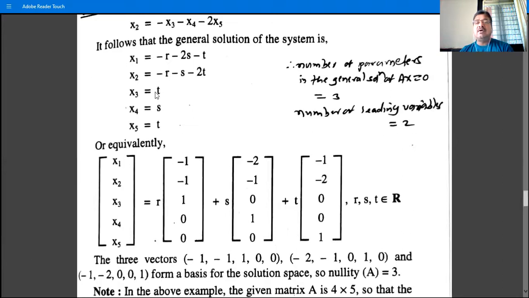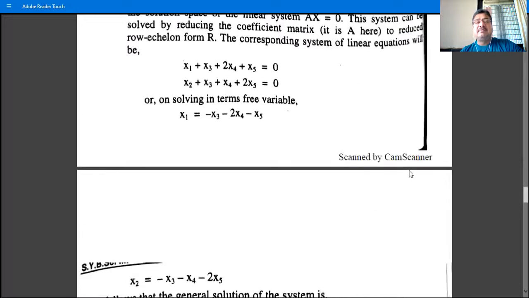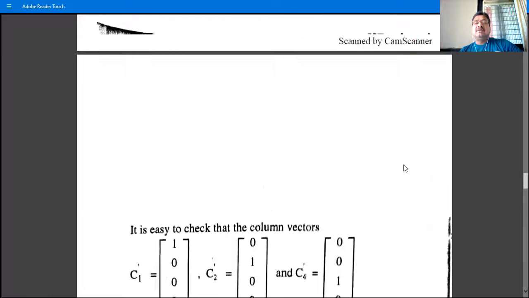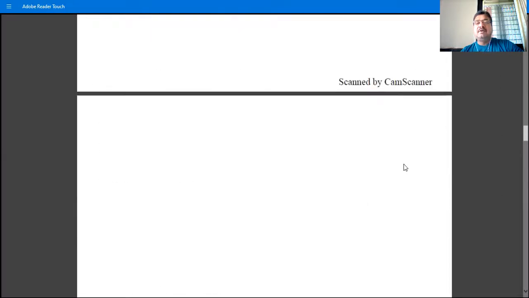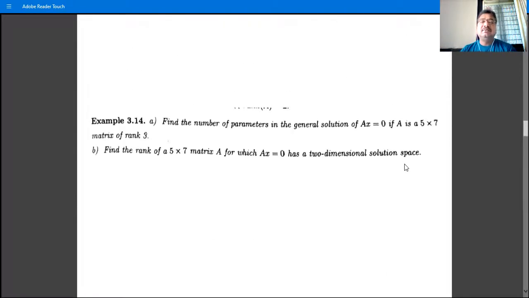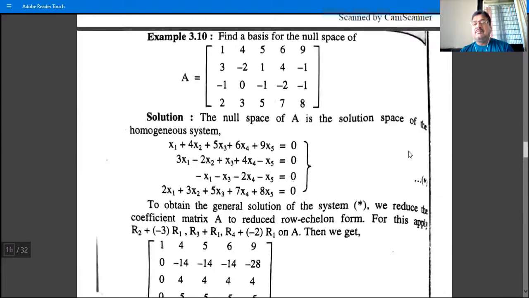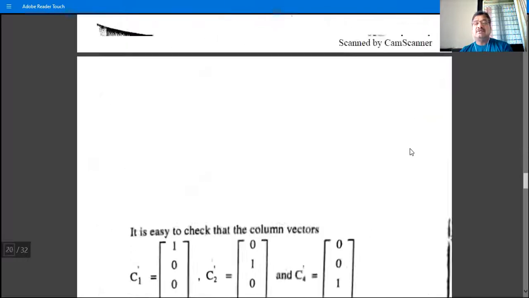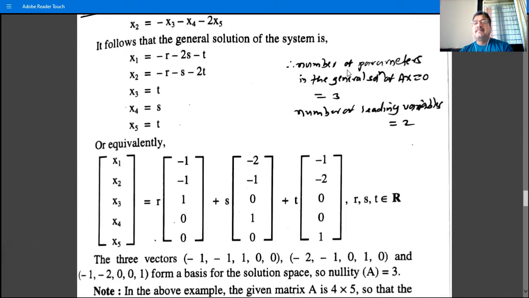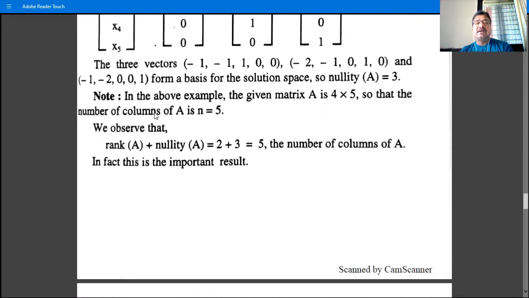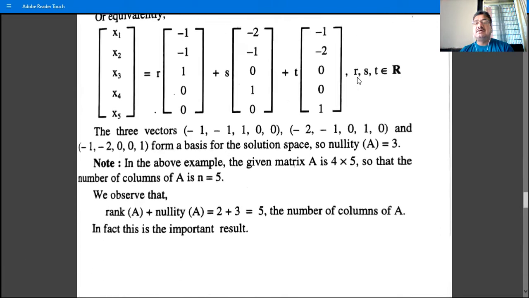And the number of leading variables is x1 and x2, that is 2. Okay. So out of these five, three are parameters and the number of leading variables is 2. Here, three variables are assigned because there are two equations. If you observe this example, the number of leading variables is 2 and the number of parameters is 3, and therefore nullity of A is 3. That is, nullity of A is the number of parameters in the system AX is equal to 0.